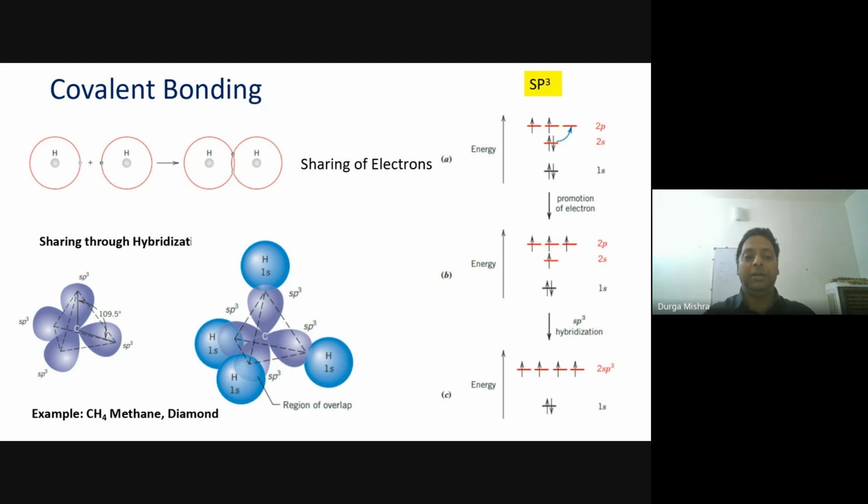This sp3 hybridized bond in diamond leads to its properties. It makes it really hard, meaning it will be very difficult to break this bond, so the bond energy will be quite high. Also, because all the electrons are part of the bond, there is no free electron, so the conductivity is really small.